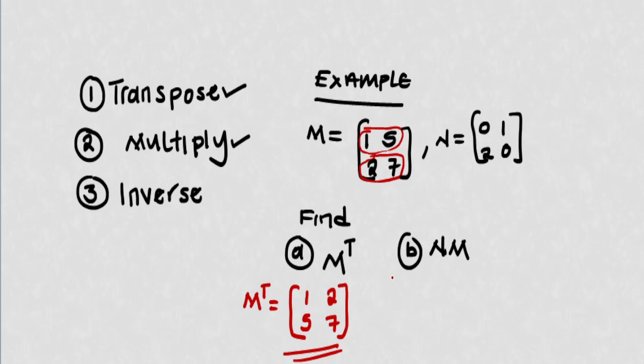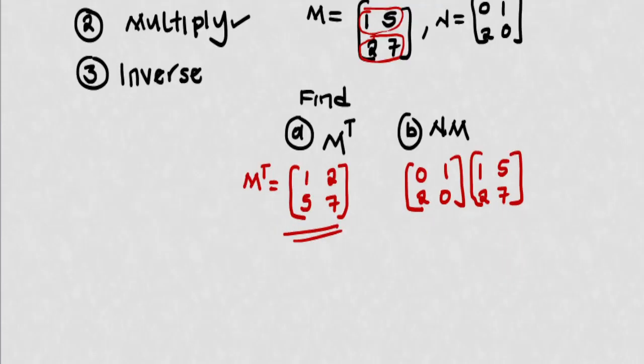Now to multiply matrices, we're given two matrices here. We have matrix N, which is 0, 1, then 2, 0. Then this is being multiplied with matrix M, and matrix M is 1, 5, 2, 7. You use the original matrices, not the ones which have been transposed. So these are the two matrices we are supposed to multiply.